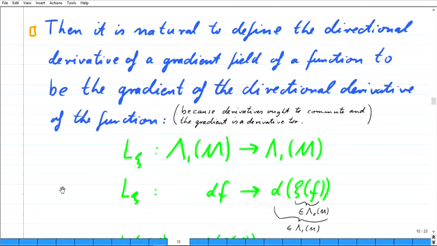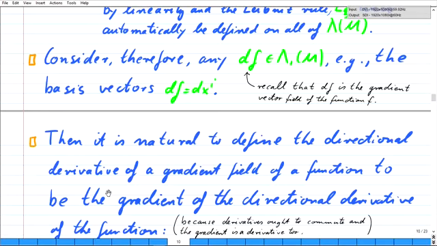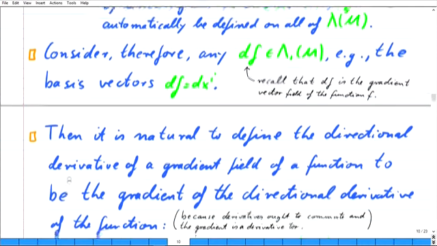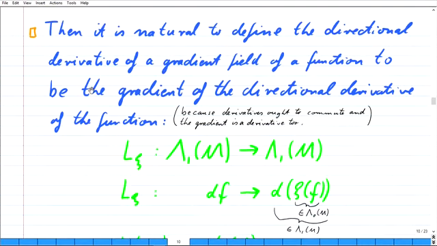So it is natural to define that the directional derivative of a gradient field, remember, a gradient field is simply anything that looks like this. If f is a scalar function, df is its gradient field. So it's natural to define that the directional derivative of a df is the same as the gradient of the directional derivative of f.